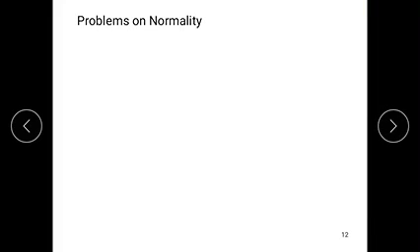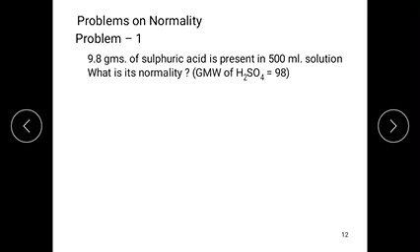Okay, now we will discuss problems on normality. First one: 9.8 grams of sulfuric acid is present in 500 ml of solution. Then what is its normality? The given data is the gram molecular weight of H2SO4 is 98.